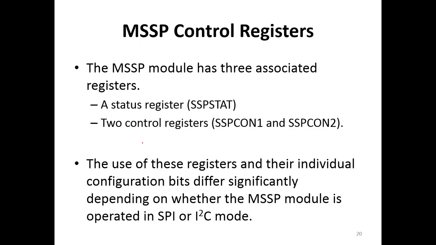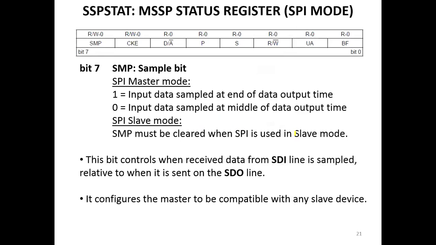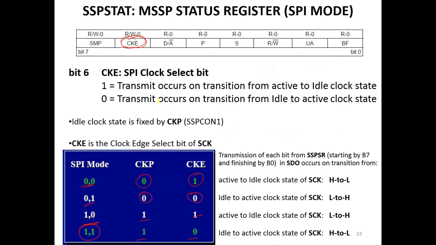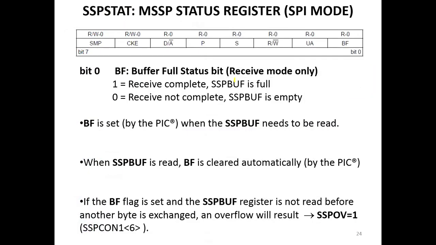So for the configuration, we have the SSP control 1 and SSP status for the SPI mode. For the I2C, we know we need also the SSP control 2. So from the SSP status register, we have seen that we need the SMP bit, the CKE bit. And we also need the buffer. So the buffer will give us the states of the communication. So this is the buffer.